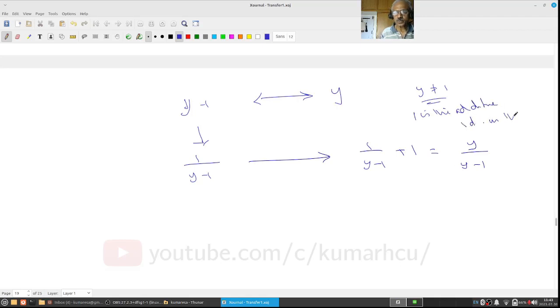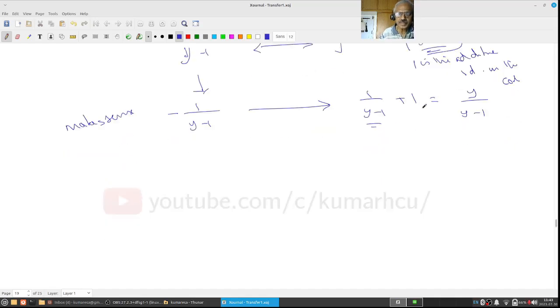Identity on the codomain. Okay, so only non-zero elements simply means my real number y on the codomain should not be equal to 1. Therefore this makes sense, because y is not equal to 1.